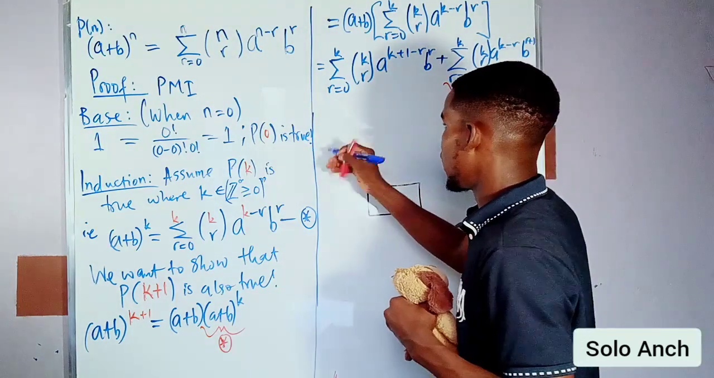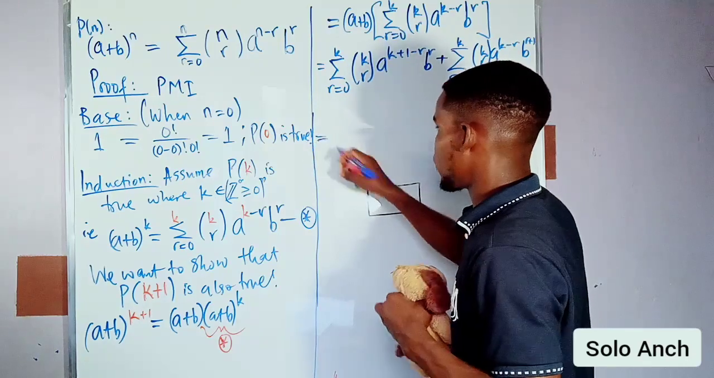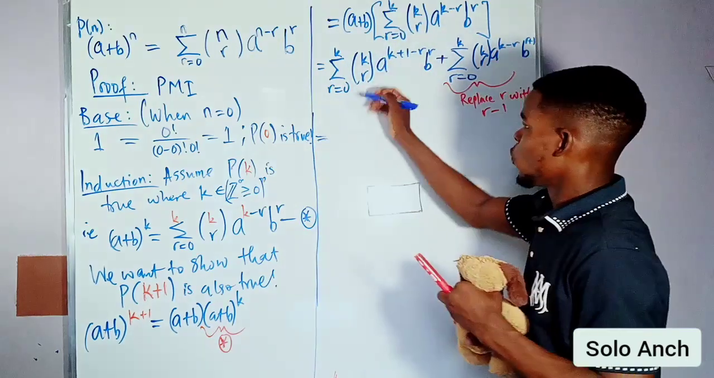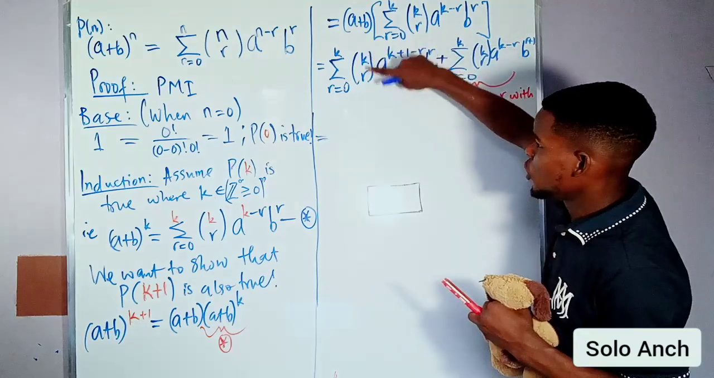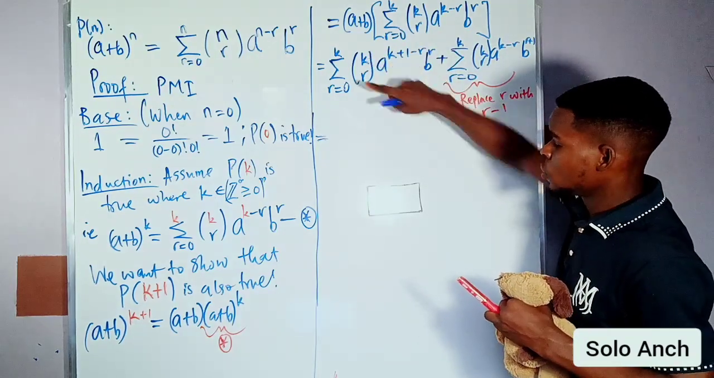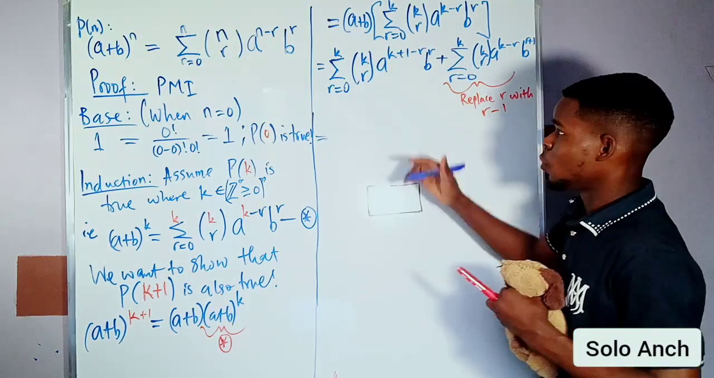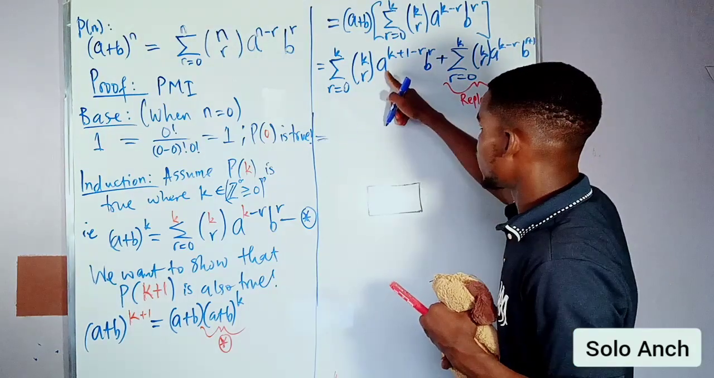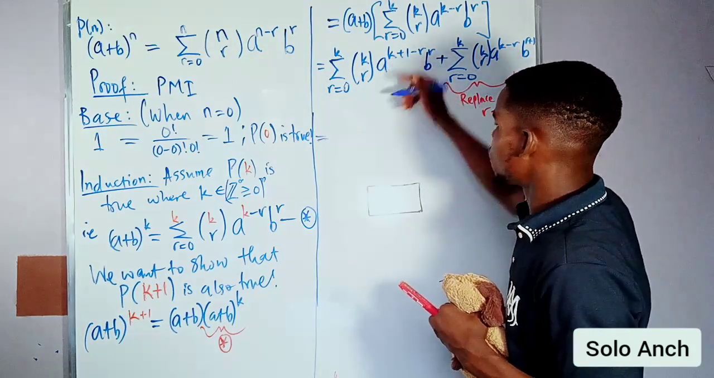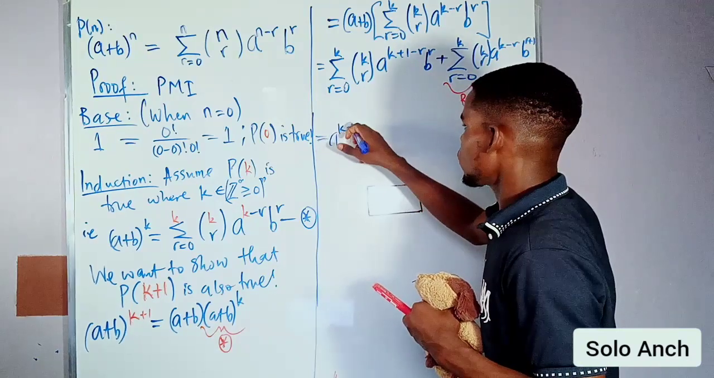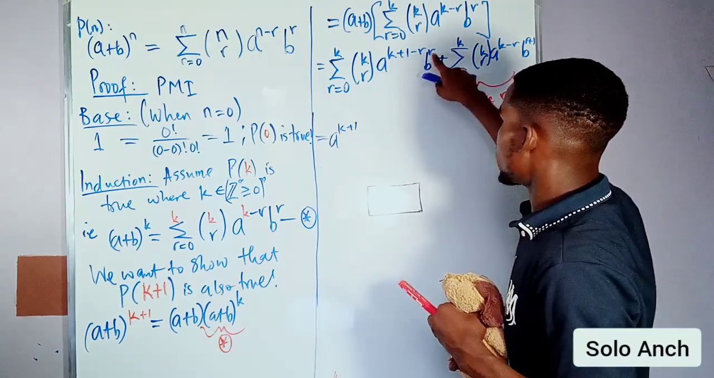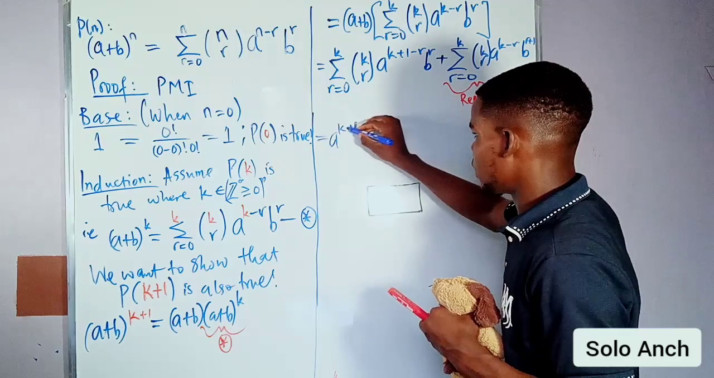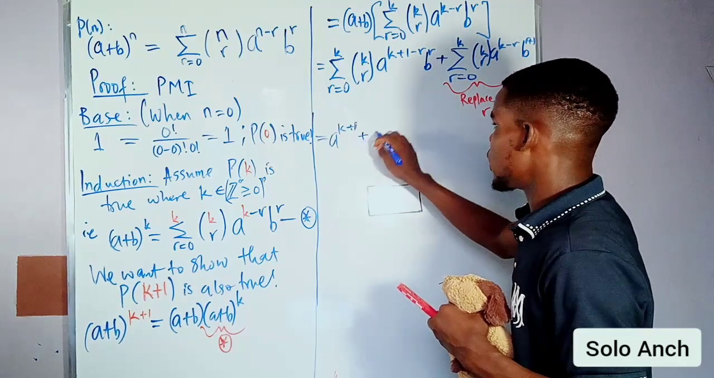So everything will rhyme. In that case, when we evaluate when r is 0, substitute r being 0. That will be k choose 0. Well, that would just be 1. So we have 1 times. Now when r is 0 here, that will be a raised to the power of k plus 1. Good. Then b raised to the power of 0, which is just going to be 1 times that. So this stays. Then we add it with the sum.